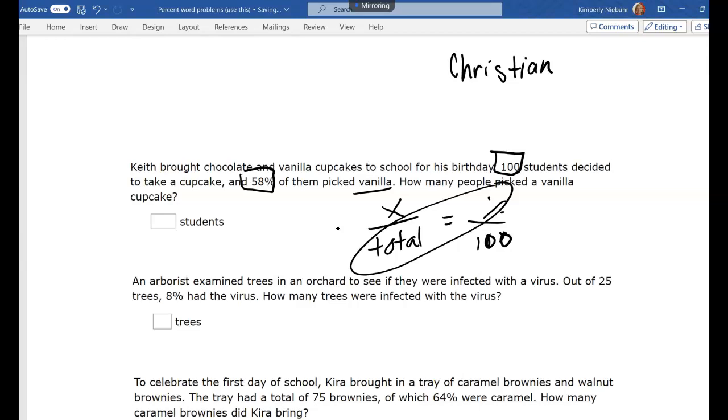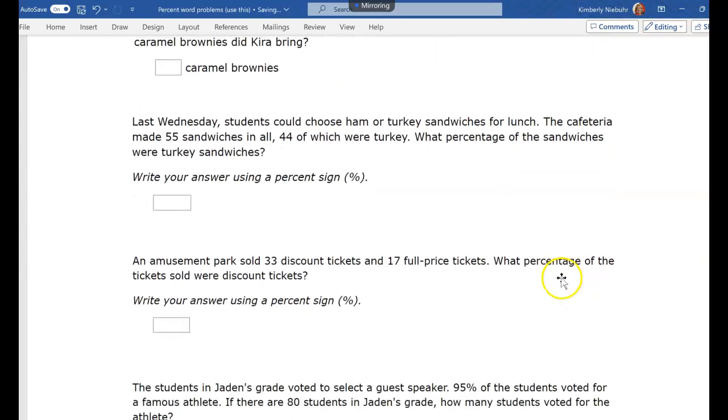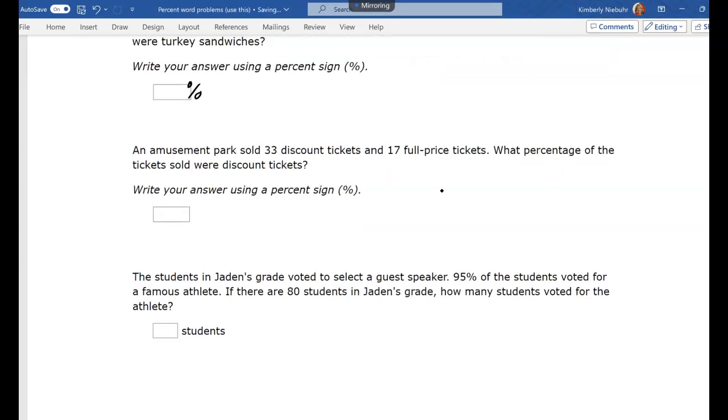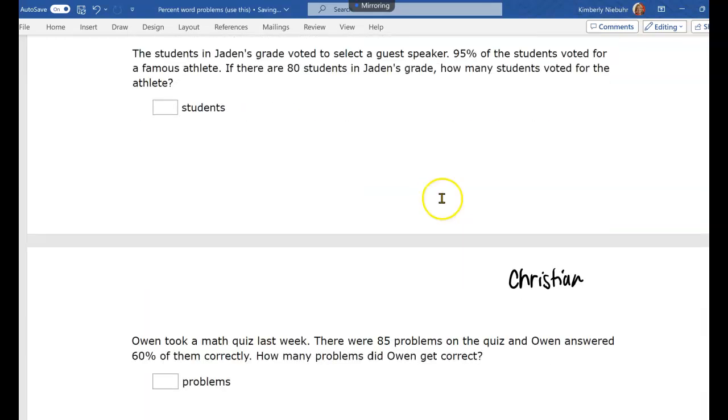An arborist examined trees in an orchard to see if they were infected with a virus. Out of 25, 8% had the virus. How many trees were infected by the virus? Okay, so here you want to write your answer using the percent sign. Don't forget to add the percent sign. You're solving for the percent here.